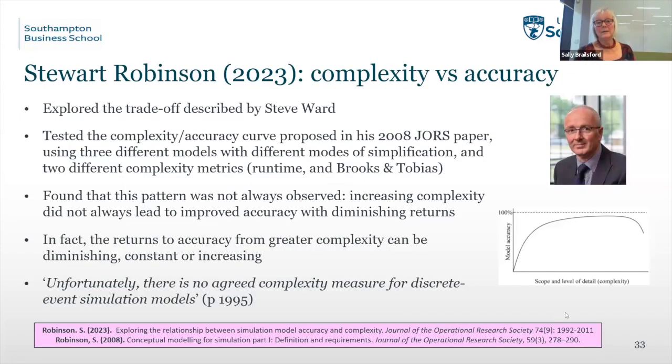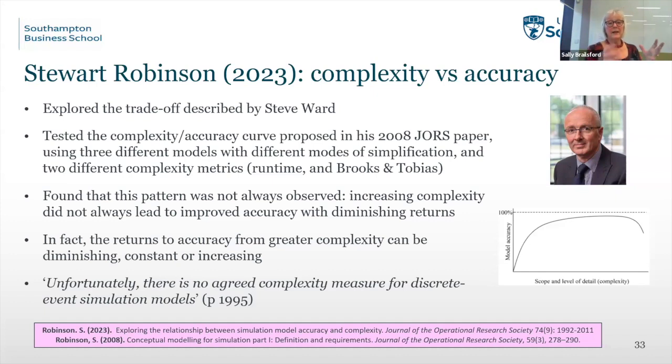In 2023, Stewart Robinson was still looking at this trade-off between complexity and accuracy. He had published a paper in JAWS back in 2008 which said that basically there was a sort of upside-down bathtub curve. As the model became more complex, it got more accurate up to a point where it reached a sort of plateau, and then it stayed. The more complexity you added didn't really add much to the accuracy, but then it actually started tailing off again.